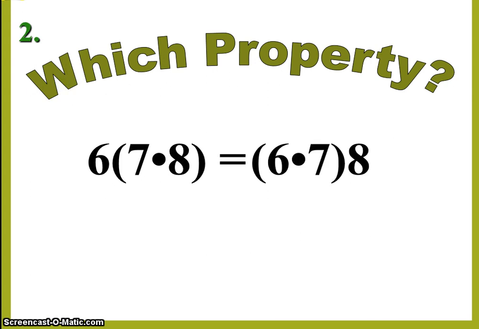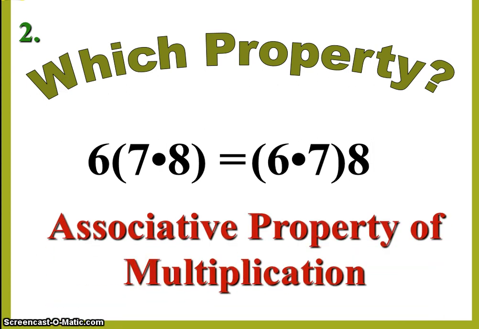Okay, here we have another one. And once again, it's just shifting the parentheses one way or the other. So this time, it's multiplication. So the associative property of multiplication is what this one's called.